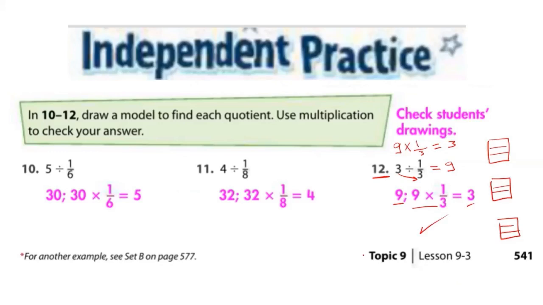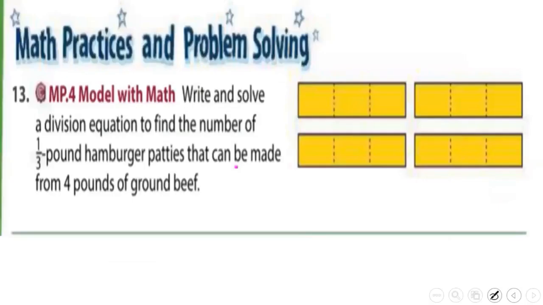Okay, you can solve 11 and 10 yourself. I think it's easy for you to do that. And let's move to another part in our session. It will be math problem solving. Write and solve a division equation to find the number of 3-pound hamburger patties that can be made from 4 pounds of ground beef. As you see in front of you, how many whole pieces do we have? Just 1, 2, 3, and 4.